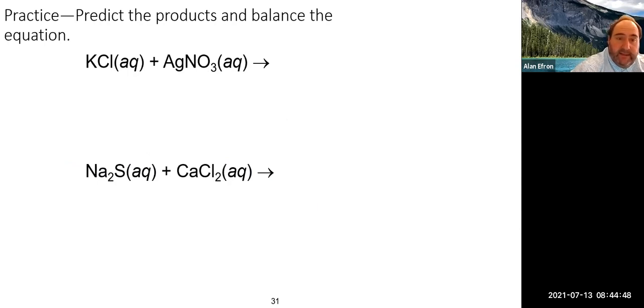All right, so why don't you try these next? Finish out the equation, balance it, and do the molecular equation. Why don't we do all three on these as well, just for practice. So let's do our molecular, our total ionic, and our net ionic for each of these. Take a minute or two, see what you come up with.